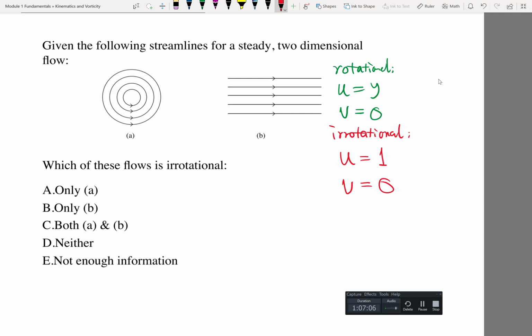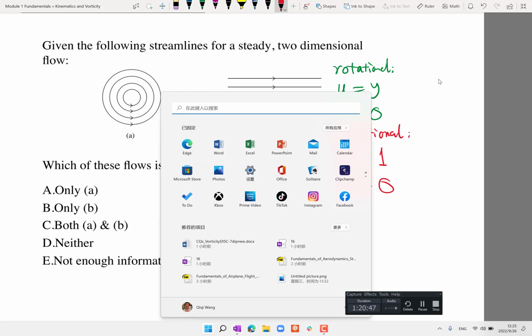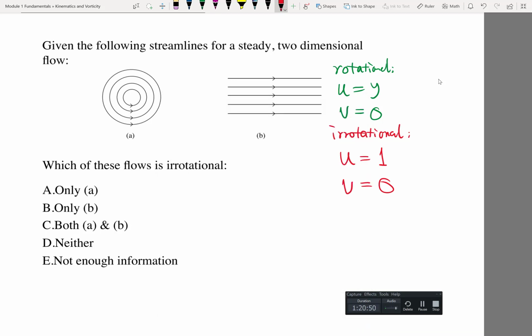Wait, can this just be like... what is this? It's y cosine minus x sine. I'm sure that's it. What if we divided it by r?